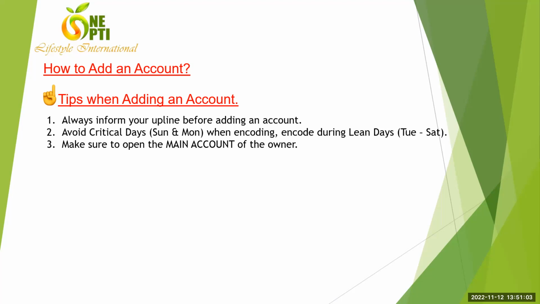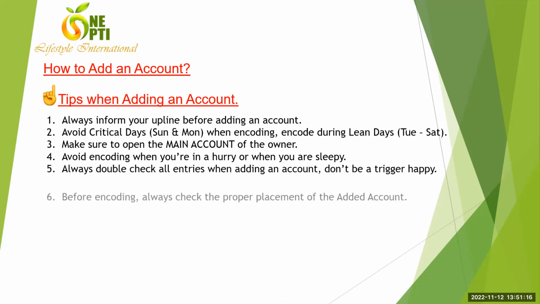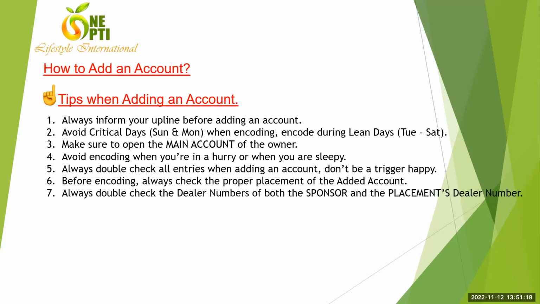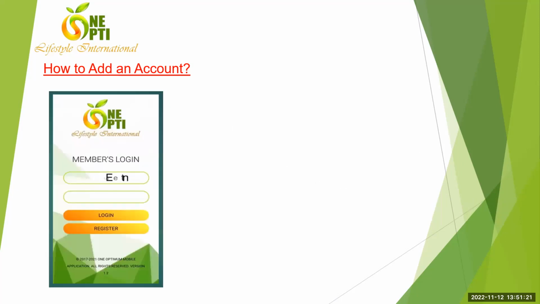Okay, so it's always better that we understand how to do this so you don't have to provide your user ID and password to someone else and can just do the add account by yourself. So avoid encoding when you're in a hurry and you're sleepy. Well, it's basically the same information like we had earlier. So here's how you add an account. Okay, log in the user ID and the password of the person that wishes to have an additional account. Again, for someone that already has an existing account and wishes to have an additional account, you have to enter his login information.